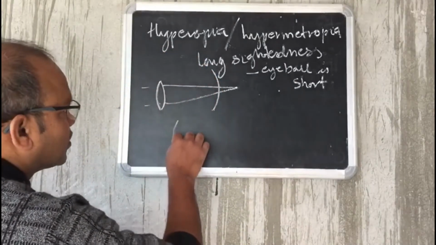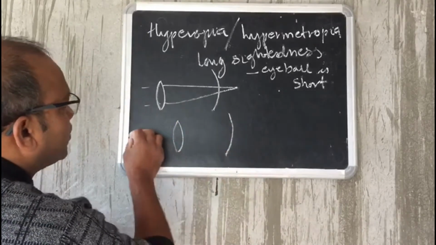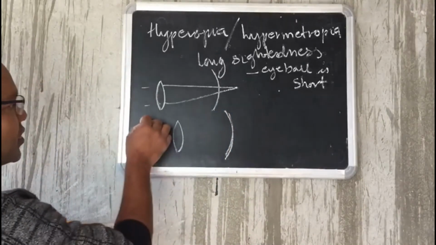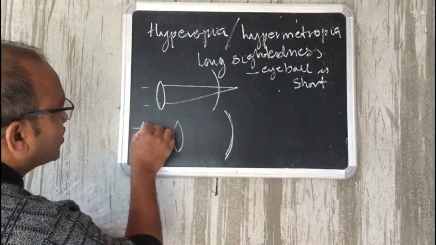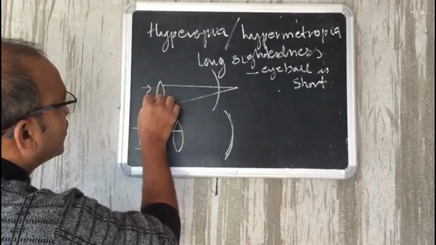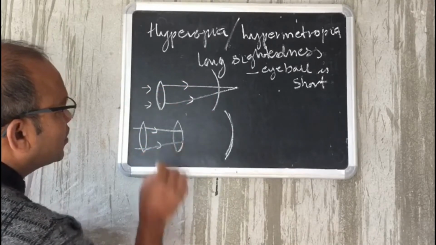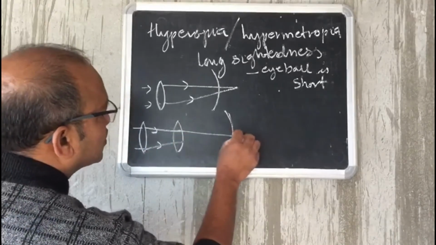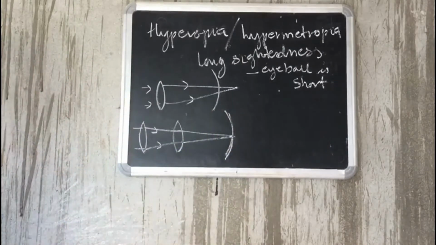Now how to correct this? To correct this, before the light enters, an artificial convex lens is used. This convex lens converges the light before it actually enters into the lens of the eye. And after this, the light is exactly converged on the retina.